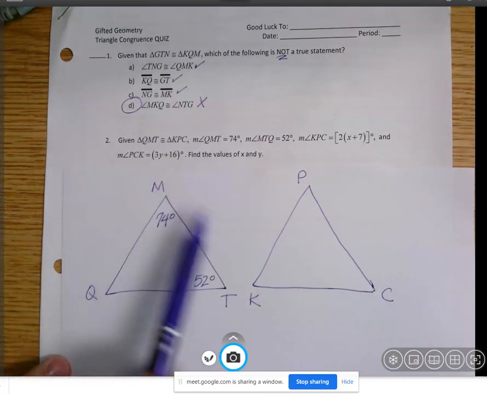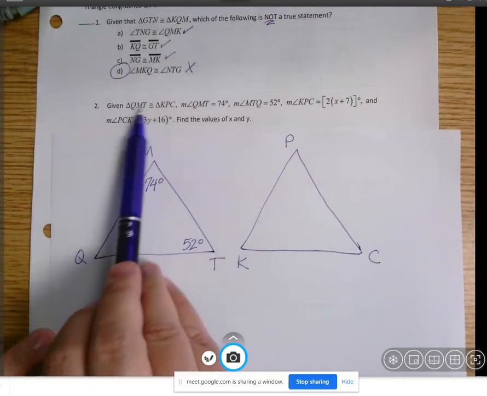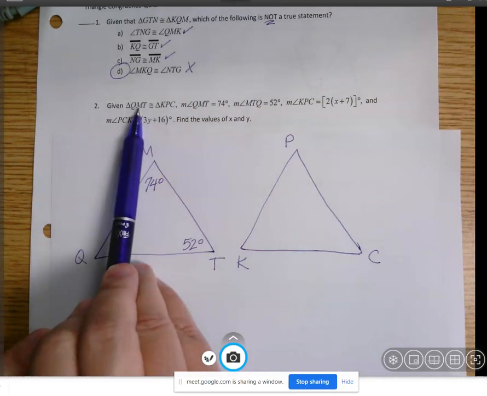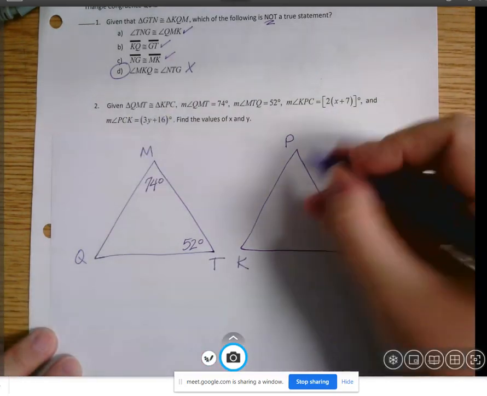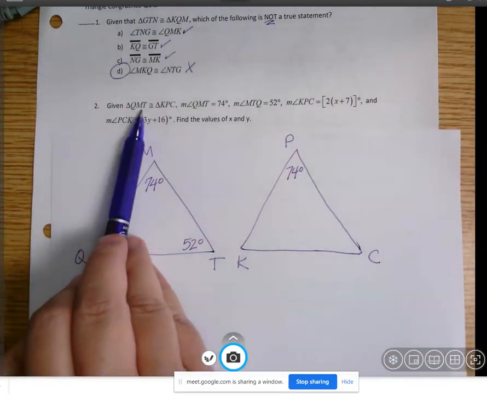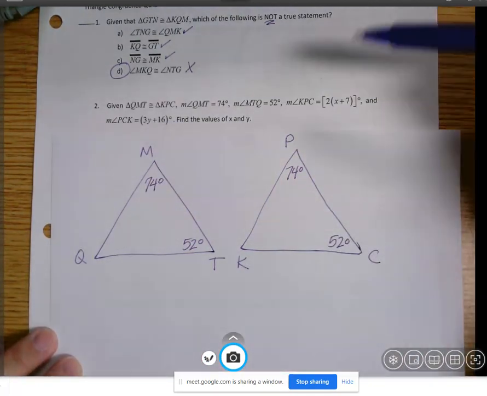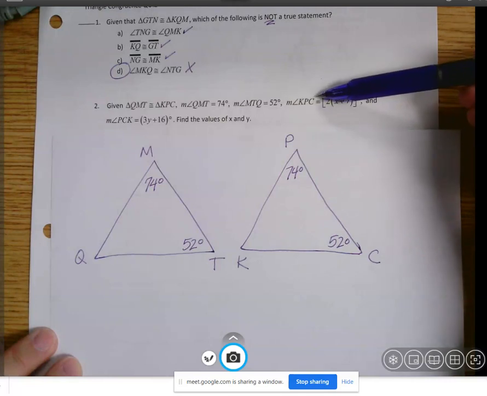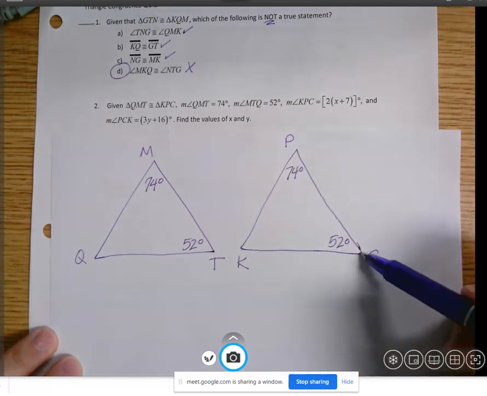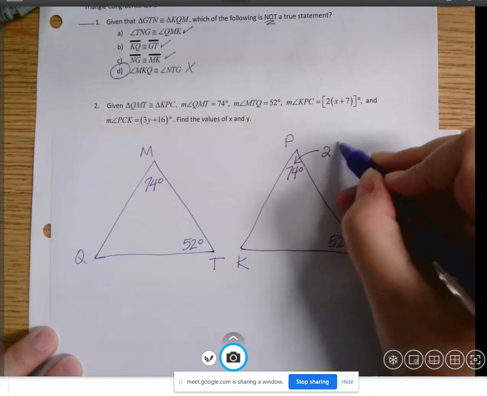Okay, now, one thing I could stop and do right now, you could do this later too, is because I have the triangle congruent statement, I know what goes with what. So angle M is the second letter, goes with angle P. So this also has to be 74. Angle T is the third letter here, so that goes with angle C, so this also has to be 52. So here it says angle KPC is 2 times x plus 7. KPC is this angle right here.